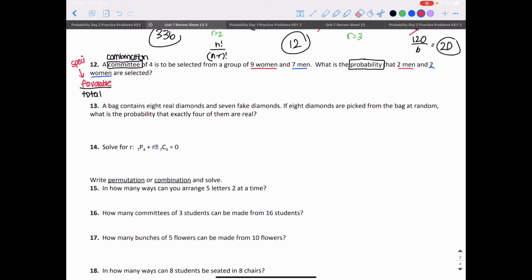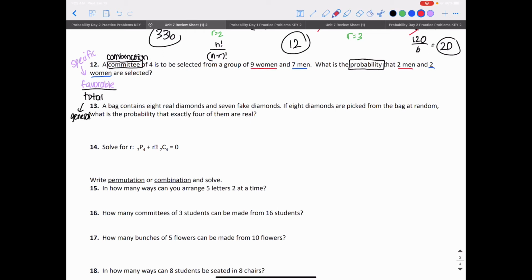Actually, I should do this in a different color. Let me do this in a different color. So I have favorable... Actually, sorry, I want to use purple to represent it because red and blue make purple. So favorable in the top and total in the bottom. Favorable is going to be the specific, so I'm looking at the specifics. I'm focusing in on the men and the women. And then the total is going to be the general.